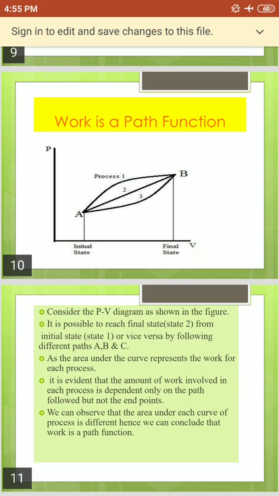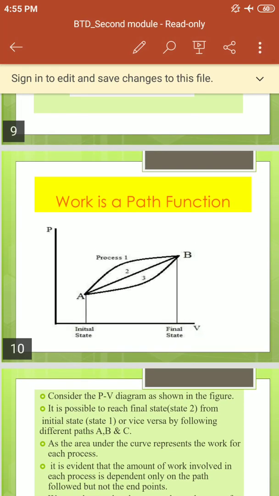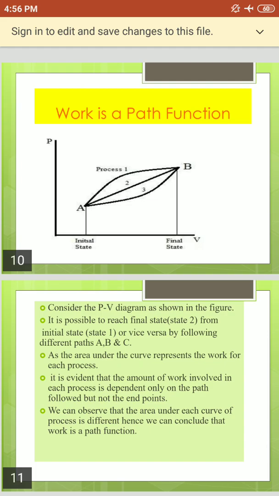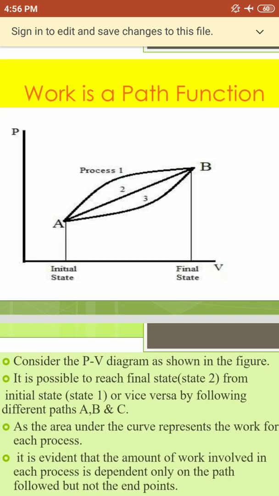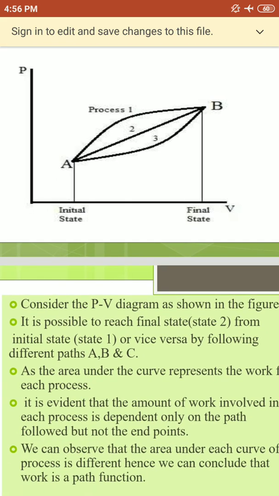For that reason, consider the PV diagram. Pressure is along the y axis, volume along the x axis, as shown in the figure. It is possible to reach the final state 2 from 1 by different paths. To reach from A to B there are 3 paths, 1, 2, 3. Either I move A1B, A2B or A3B.